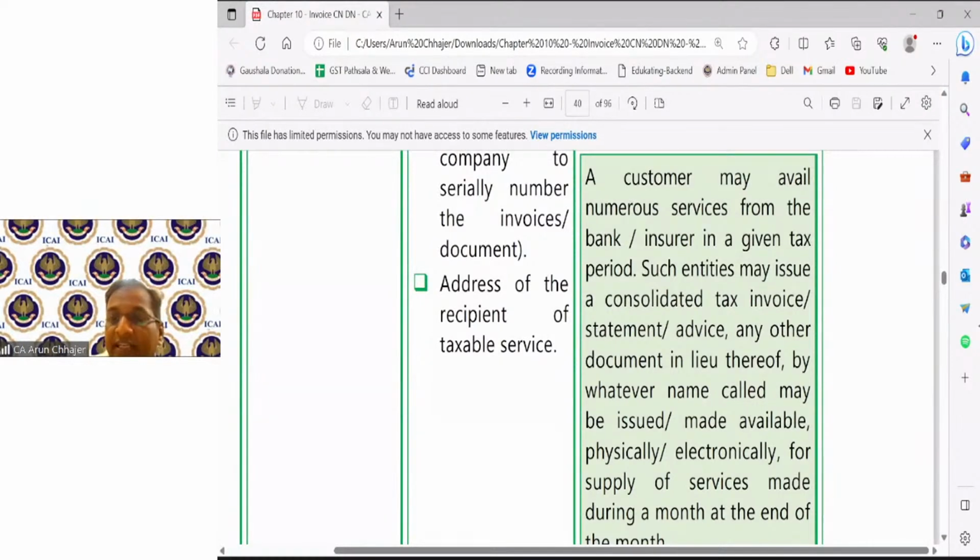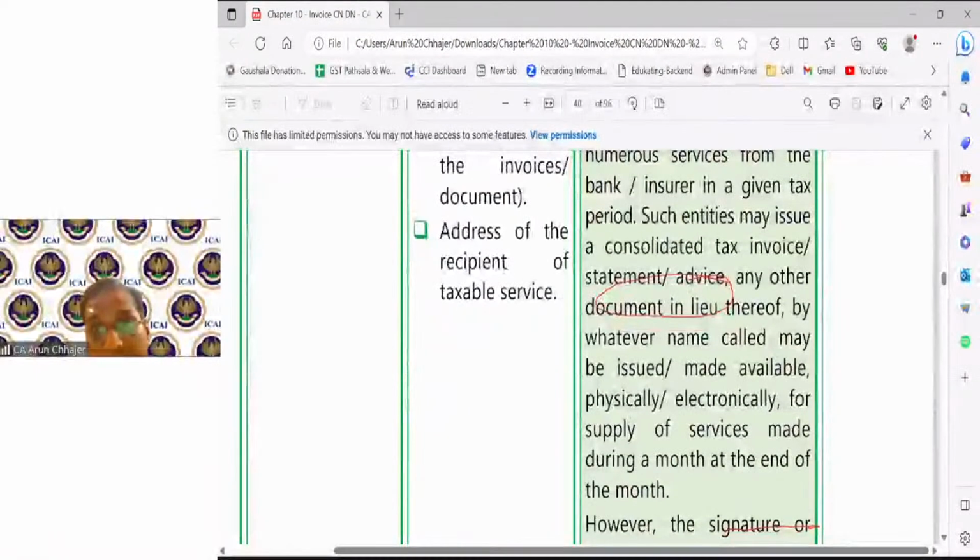One thing I have also discussed, that consolidated tax invoice. In case of the insurance, banking company can issue the consolidated tax invoice at the end of daily? No, at the end of every month. See, normally if the value is less than 200, the consolidation is possible for B2C.